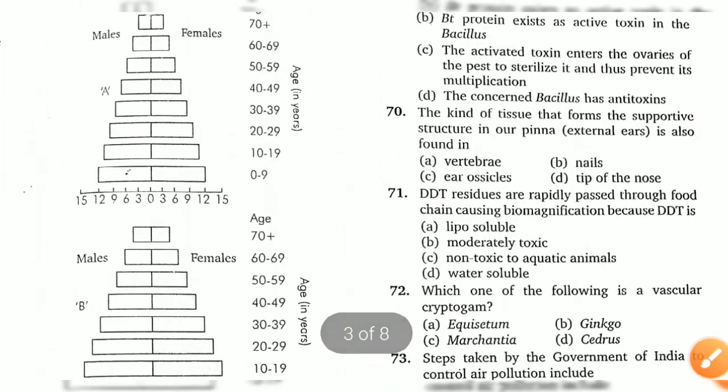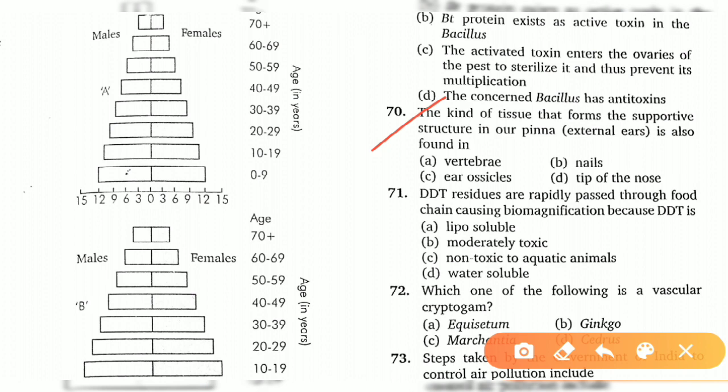Now 70th question. The kind of tissue that forms the supportive structure in our pinna is also found in vertebrae, nails, ossicles and tip of the nose. So the answer is the tip of the nose.